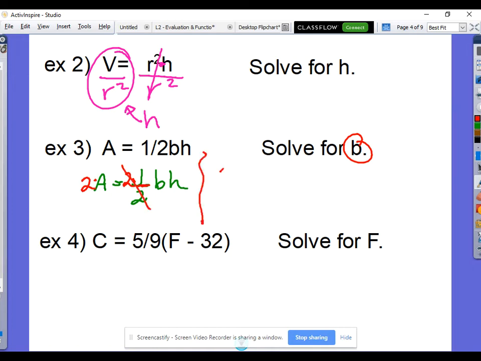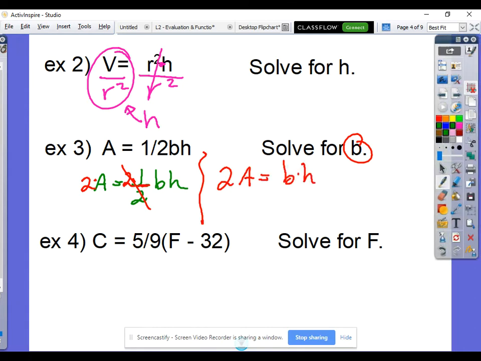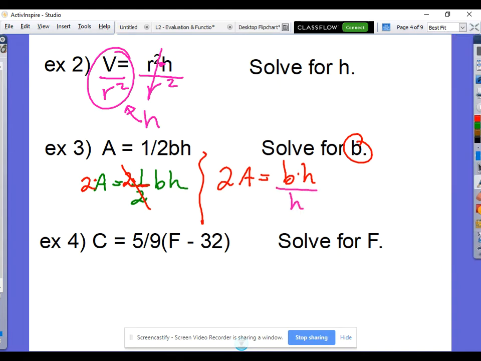So, what's my new equation? 2a equals b times h. Still trying to solve for b. So, if I want to now get rid of the multiplication, I divide. So, we divide by h on both sides. H's cancel out. 2a over h is my answer.